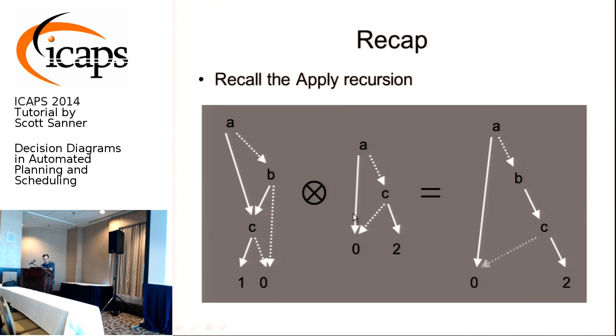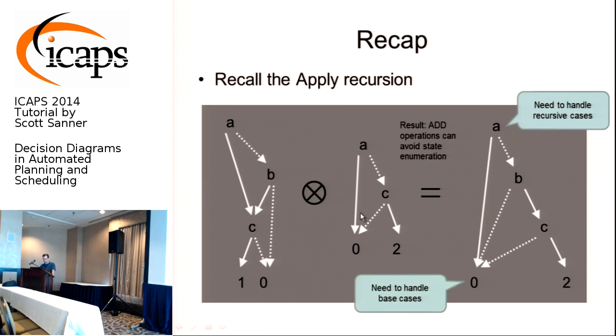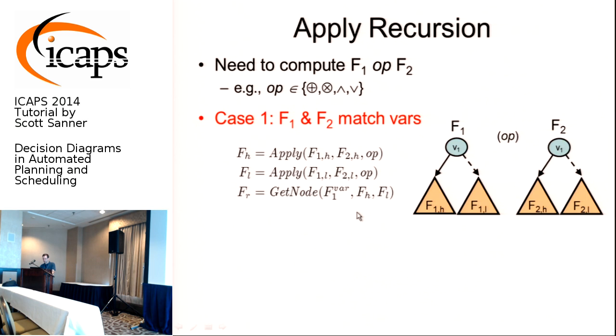Okay. So all binary operations have the same algorithm, and that's pretty cool. Okay, so how do you do this in practice? So there's two cases. There's a case where I'm doing an apply operation on two functions that have matching variables. So f1 and f2 both start with v1.